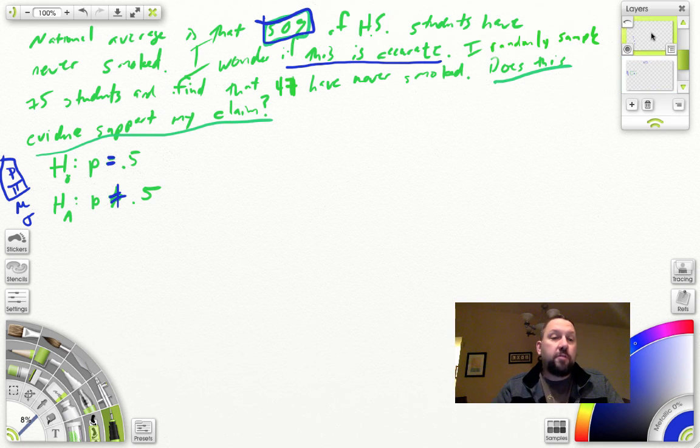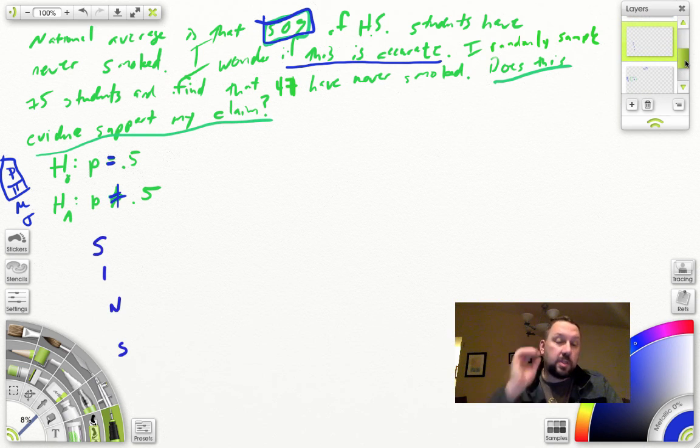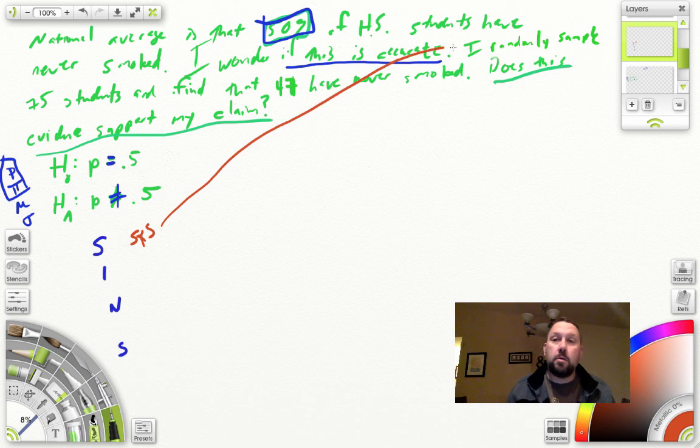Step two is to verify conditions. Verifying conditions, the way our book says it, is the state, plan, do, conclude. This is the plan portion. So I go, okay, S. S is SRS. Is this a simple random sample? And if I look back up here, it says I randomly sampled. SRS is stated.